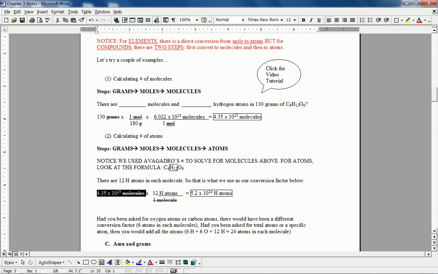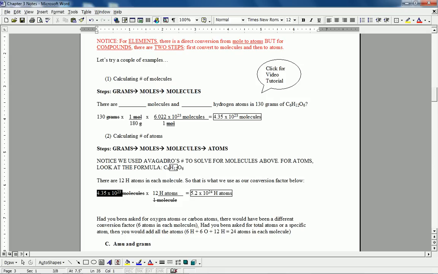And we'll look at the formula here for glucose, C6H12O6. And we can see that in every one molecule of glucose here, we have in this box 12 hydrogens. That will be our new conversion factor right there. Every 12 hydrogen atoms is in one molecule. So looking for the new conversion factor of how many atoms of something are in one molecule is as simple as looking at the formula.